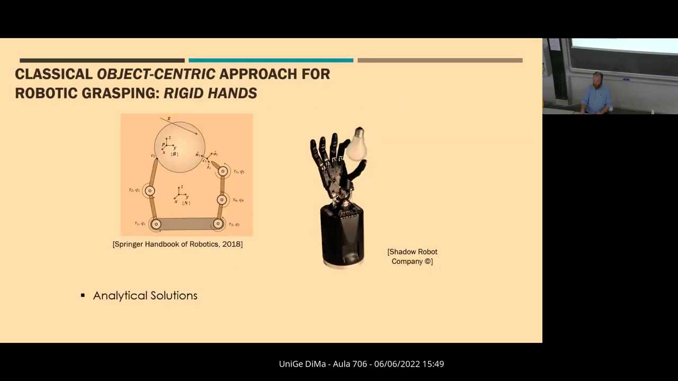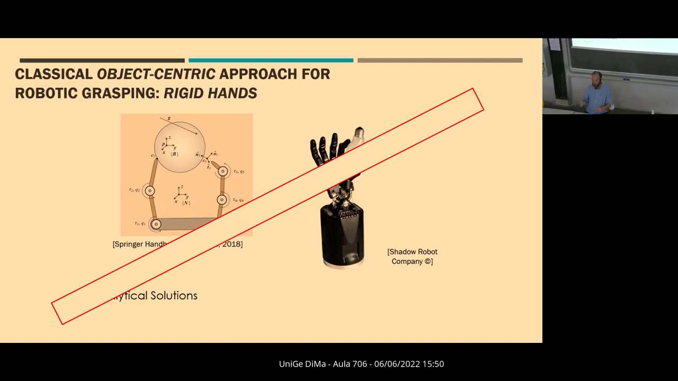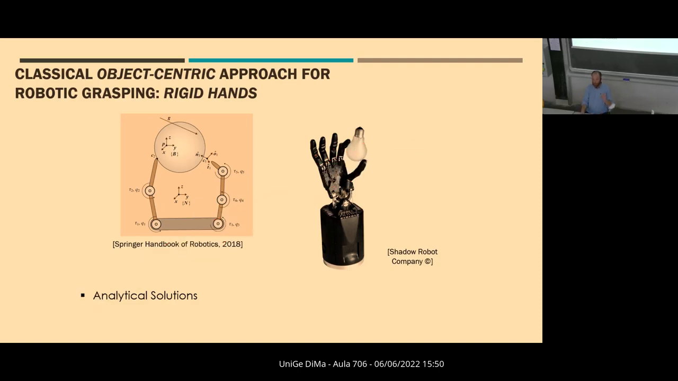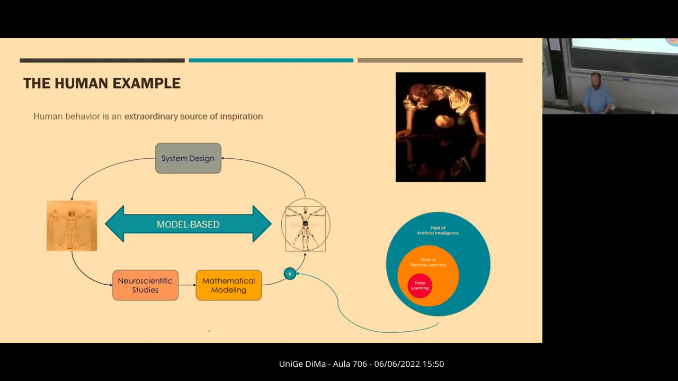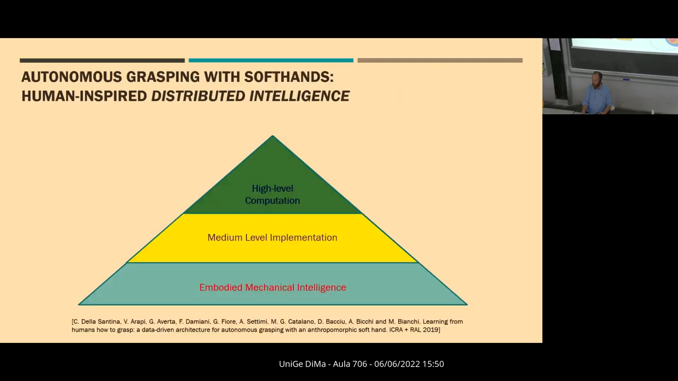And in this case, this is what I studied when I started studying robotics. So we have rigid hands with rigid phalanges, so you can measure exactly the position with the joints using encoders, and you can find analytical solutions. So you can hypothesize a set of available contact points while their positions and contact forces can be evaluated from object knowledge. But this is no longer the case, because if I have a hand that can deform continuously with the environment, this analytical solution cannot be applied as we knew. So what we did was to use a data-driven approach and a distributed intelligence approach.